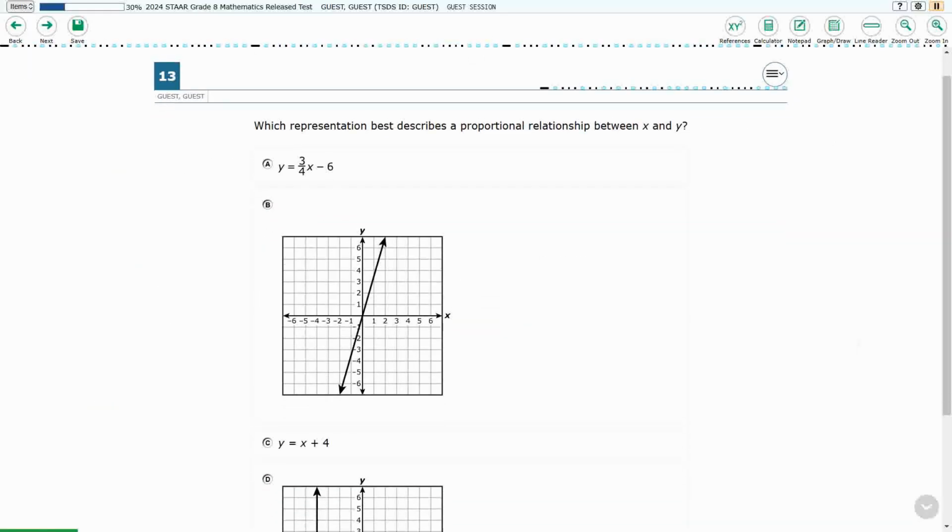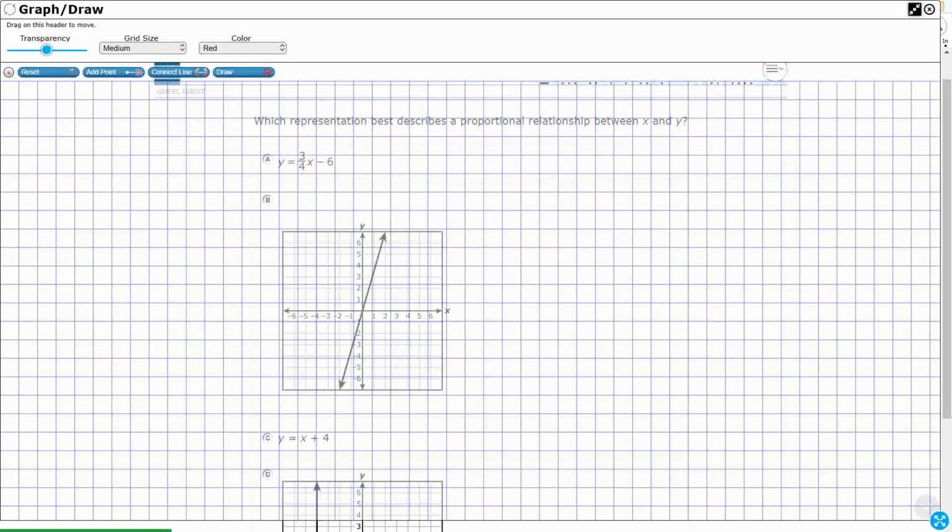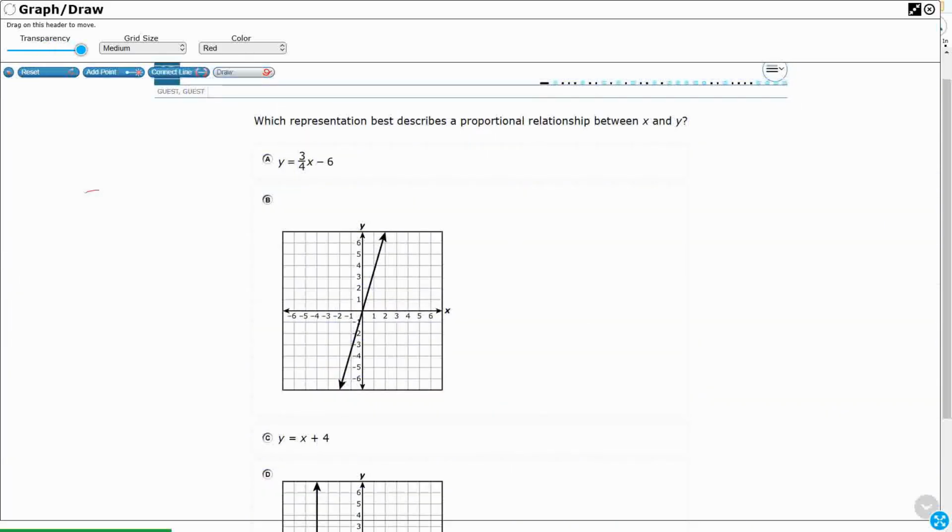For number 13, we are looking at proportional and non-proportional graphs. This is 8.5F, and it's pretty straightforward here. We've got a representation. Two of them are graphs. Two of them are actually equations that we need to find that describes a proportional relationship.